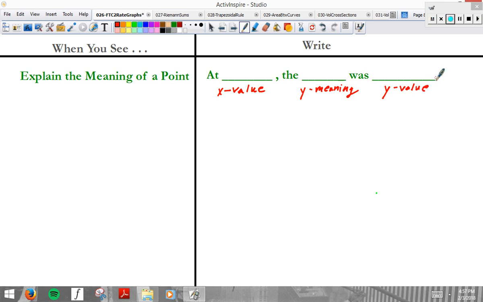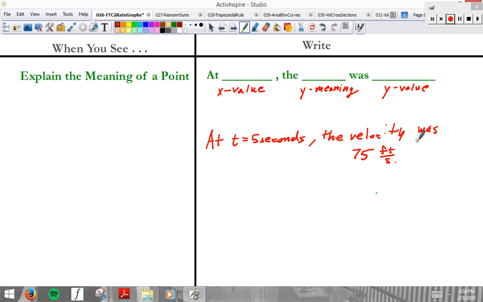So for my velocity graph, at 5 seconds, t equals 5 seconds, this is just a sample, the velocity was 75 feet per second. Okay? There's a sample sentence. That would be for a graph like this.